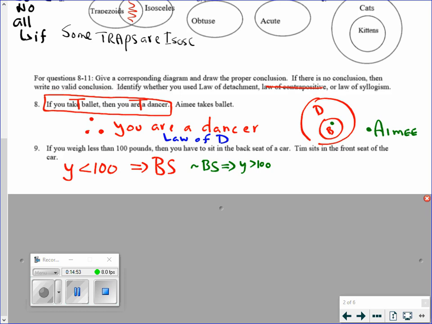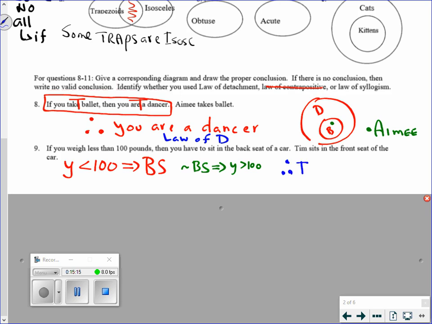All right, now if you take a look at the original statement, it is this: if you are under 100 pounds, then you sit in the back seat, right? Now, if you look at the contrapositive of this, it says if you're not in the back seat, then you must weigh over 100 pounds. Tim is actually sitting in the front seat, which means he's not sitting in the back seat. So what I would conclude is that Tim must weigh more than 100 pounds.